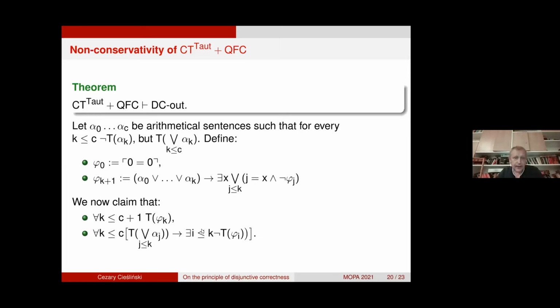And next, in a similar style as before, we finish the proof by showing two things. Firstly, that all the 5 formulas are true. And secondly, that if the disjunction is true, then some of the 5j's must be false. So jointly, this produces a contradiction. The disjunction cannot be true.